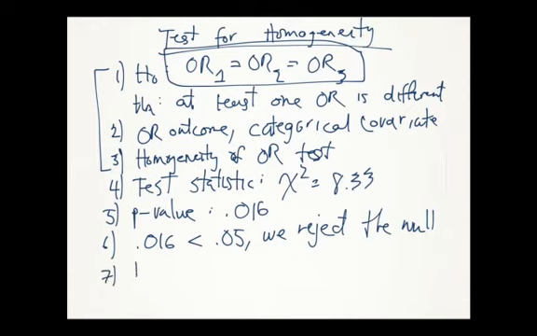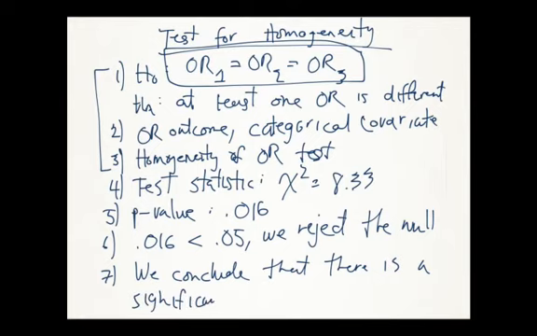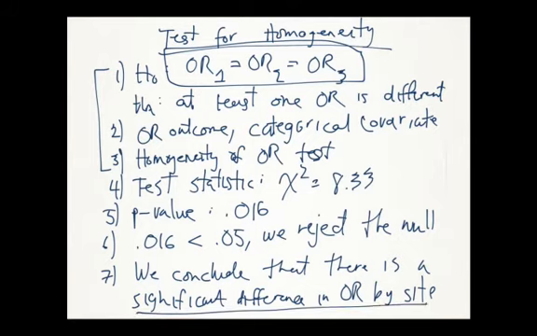So in step 7, we conclude that there is a significant difference in odds ratio by site. Okay? So what do we do now? We've concluded that there is a significant difference by site. So now what we have to do is we say we cannot combine the odds ratios. So now we're going to report individual estimated odds ratios because it's not reasonable to combine.